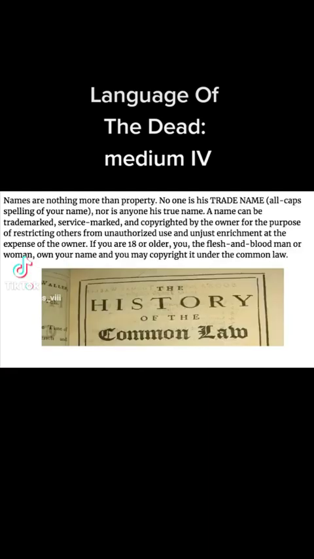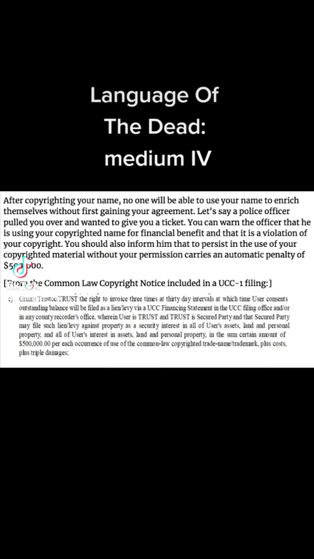Names are nothing more than property. No one is his trade name, the all-caps spelling of your name, nor is anyone his true name. A name can be trademarked, service marked, and copyrighted by the owner for the purpose of restricting others from unauthorized use and unjust enrichment at the expense of the owner. If you are 18 or older, you, the flesh and blood man or woman, own your name and you may copyright it under the common law.